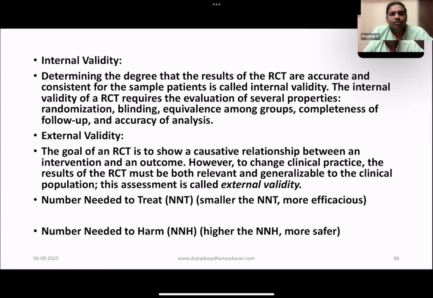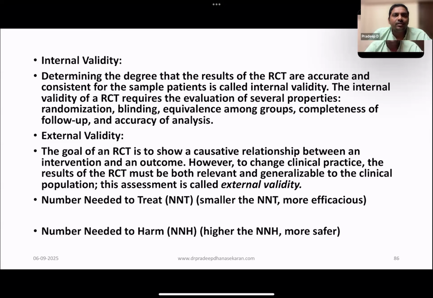External validity is to show a causative relationship between an intervention and outcome, whether it is generalizable to the clinical practice. So in external validity, these are the two things we use: numbers needed to treat and numbers needed to harm. Smaller the numbers needed to treat, that is to achieve a desirable outcome, like to achieve an overall survival of 12 months. For that, the numbers needed to treat is 20 patients or 100 patients. If it is 20 patients, it is a more efficacious intervention. So the drug is more efficacious.